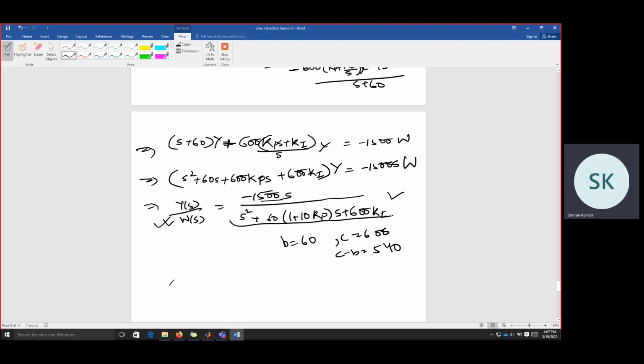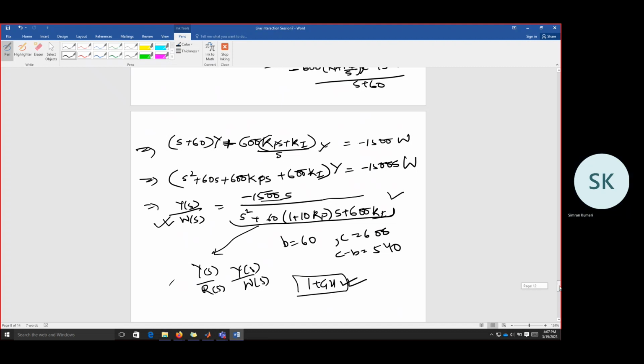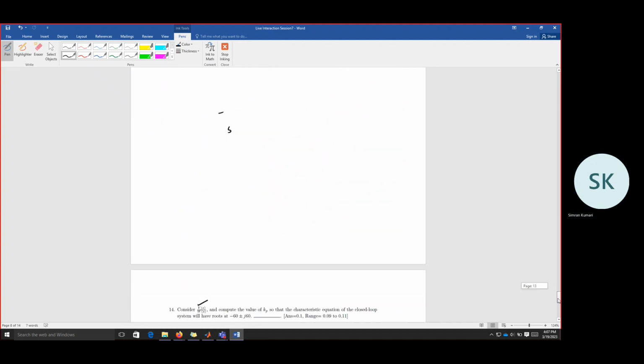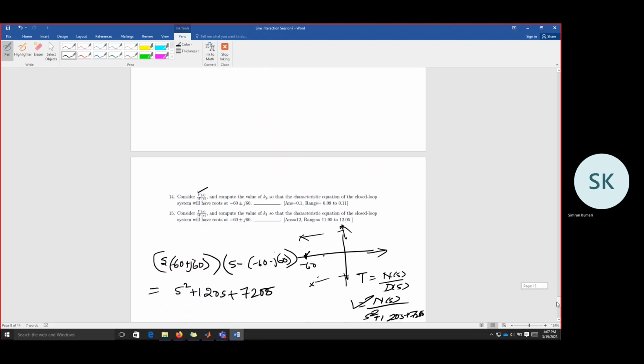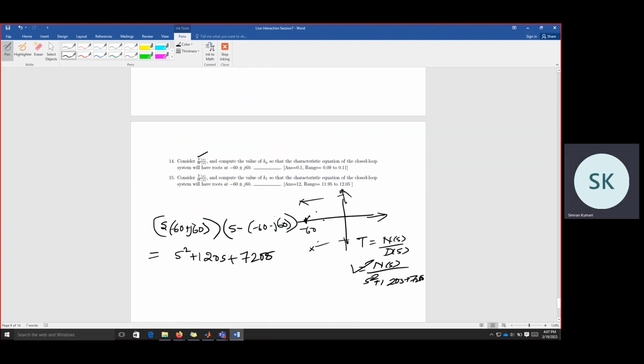This polynomial which is in the denominator is the characteristic polynomial, and whether it be Y(s) by R(s) or Y(s) by W(s), this 1 plus GH is the same for all. So this characteristic polynomial is the same for all. So if we try to find out Y given R, you can say Y given R, but here it is asked W(s), so it's fine.